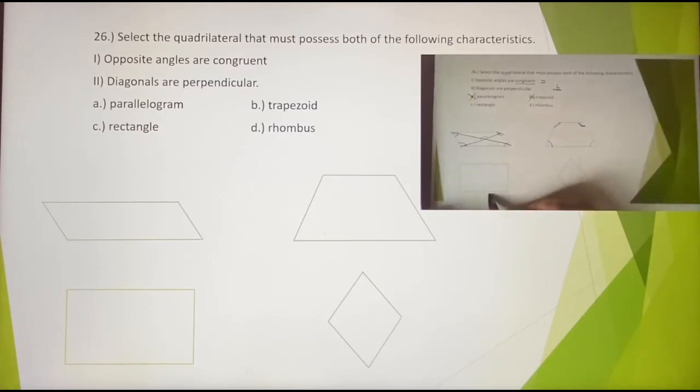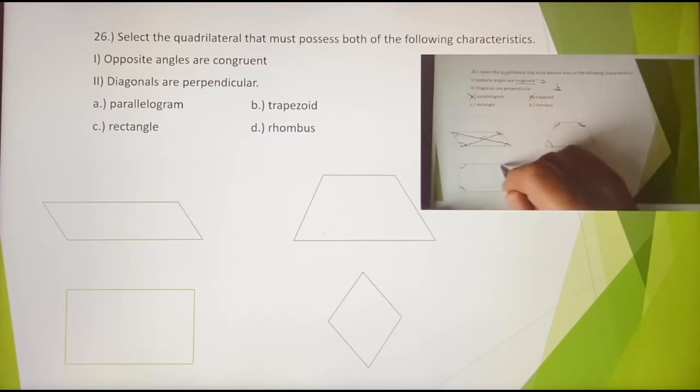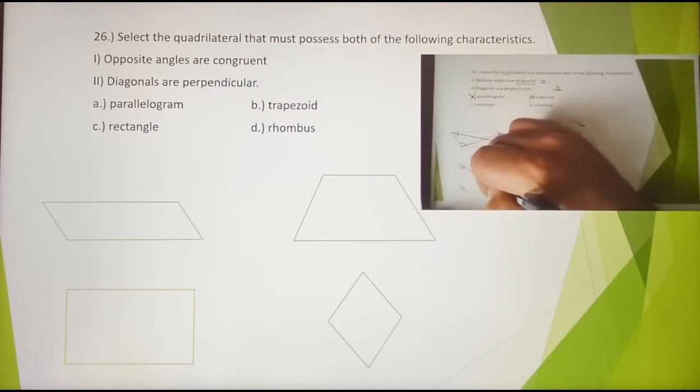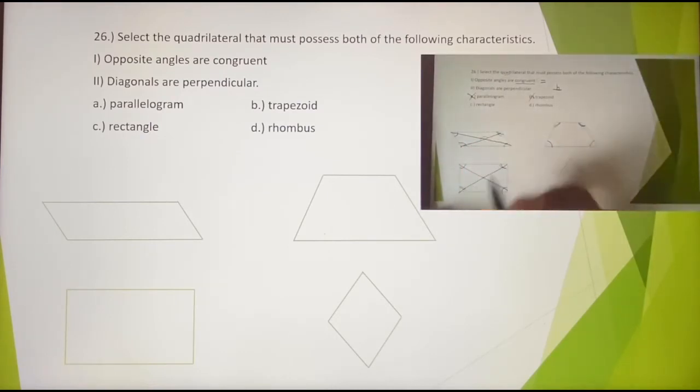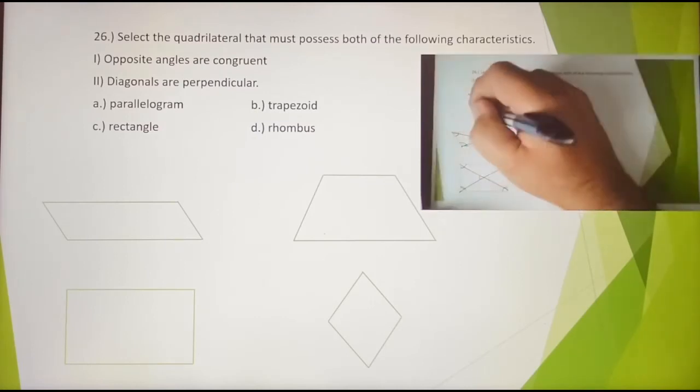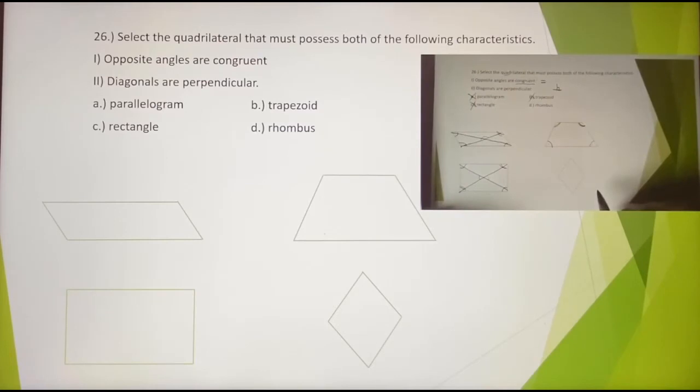The third one, the rectangle, are the opposite angles congruent? Yes, actually they're all 90 degrees. So all of the opposite angles are congruent. But if we were to draw the diagonals, they are at an angle less than 90 degrees. So that is not going to pass the second test. The last one is our rhombus, which is like a diamond or a square. The opposite angles are congruent, and they do meet at 90 degrees. So rhombus is the correct answer.